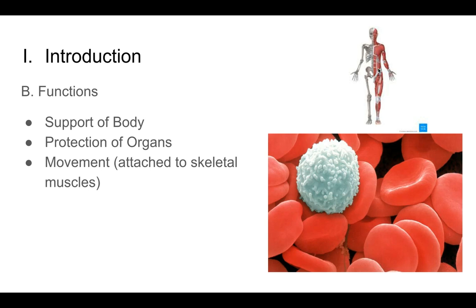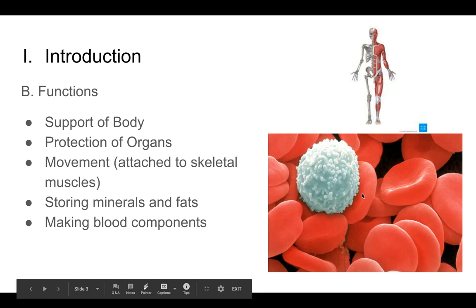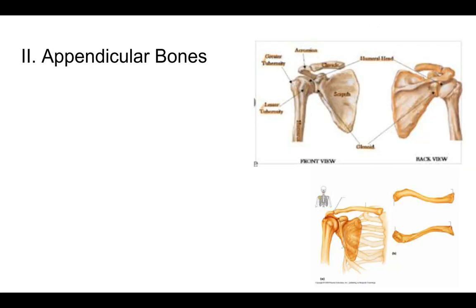So both of these working together, muscles contract because they are attached to bone. They pull on the bone, and the bones move our bodies. Bones store minerals and fats, and they make components of our blood, as seen in this red blood cell, white blood cell scanning electron microscope image right here. So lots of different functions for the skeletal system.